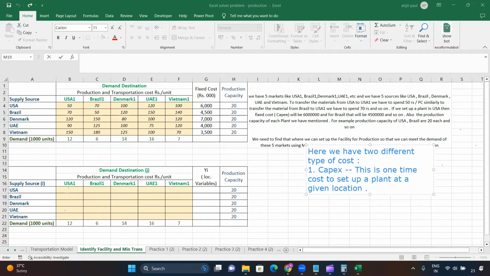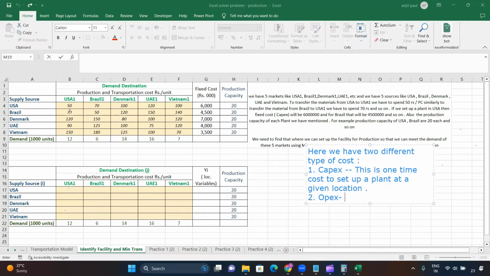Okay, so this one we have already discussed, that if we want to set up a plant in USA, the one-time investment that we need to make is 6 million. Okay, so this becomes our capex cost, and this is a one-time cost. And the second one is the opex, that is the operation cost. So operation expenses are like whenever we are transporting any material from a facility to the market, definitely we have to pay something.